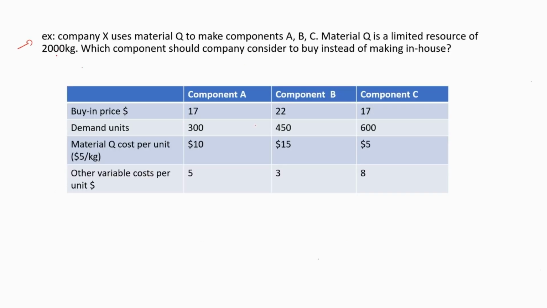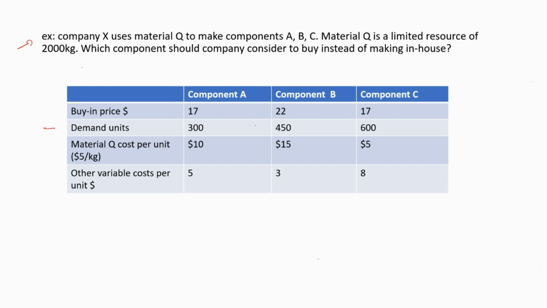Now let's do this example. Company X uses material Q to make components A, B and C. Material Q is a limited resource of 2000 kilograms. Which component should the company consider to buy instead of making in-house? First of all, let's calculate whether material Q is in short supply or not. In the exam, if they directly tell you there is a limiting factor, you don't have to do this. You can simply start the calculation. Just to refresh the theory of limiting factor analysis, now let's calculate and see whether material Q is limited or not. So how can we do this?